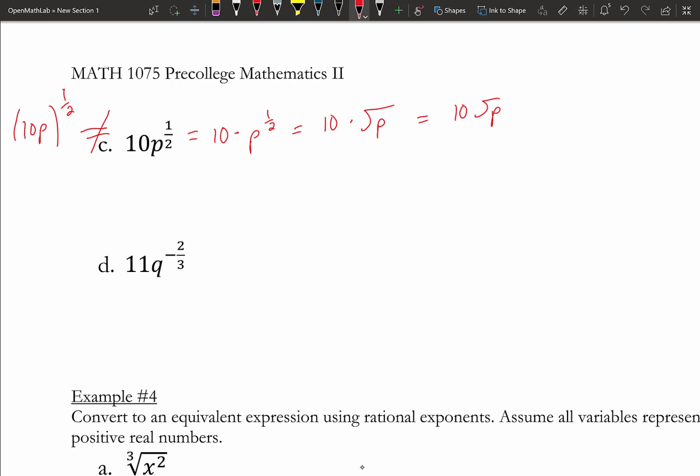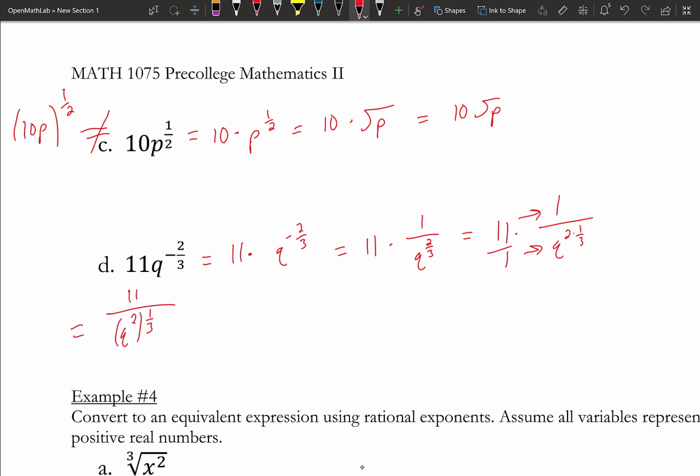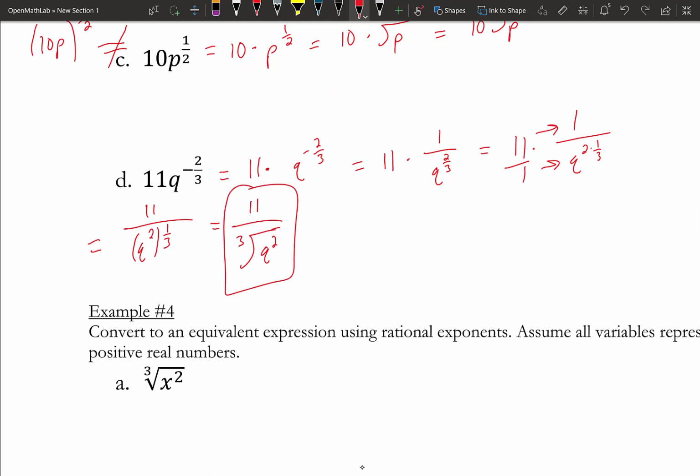Similarly here, part D, this would be equal to 11 times q to the negative 2/3. First I would apply the negative exponent, so that would be 11 times 1 divided by q to the 2/3, which equals 11 times 1 divided by q squared to the 1/3. If I put 11 over 1, we can just multiply these fractions. So this would be 11 divided by q squared to the 1/3 power. Then this would be 11 divided by the cubic root of q squared. That's the answer we want to get to.